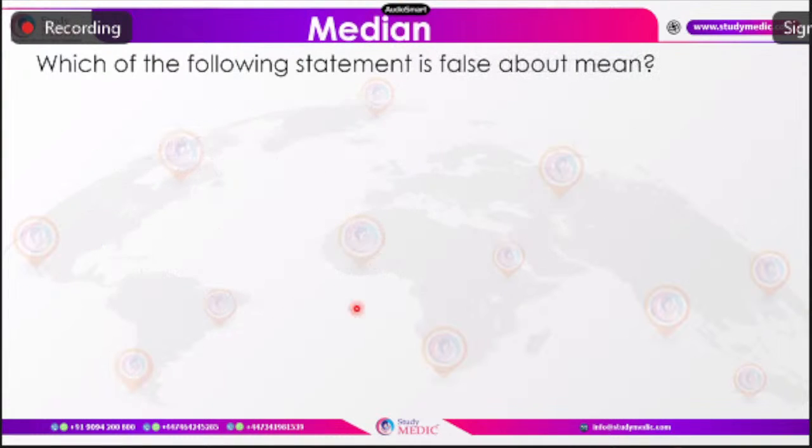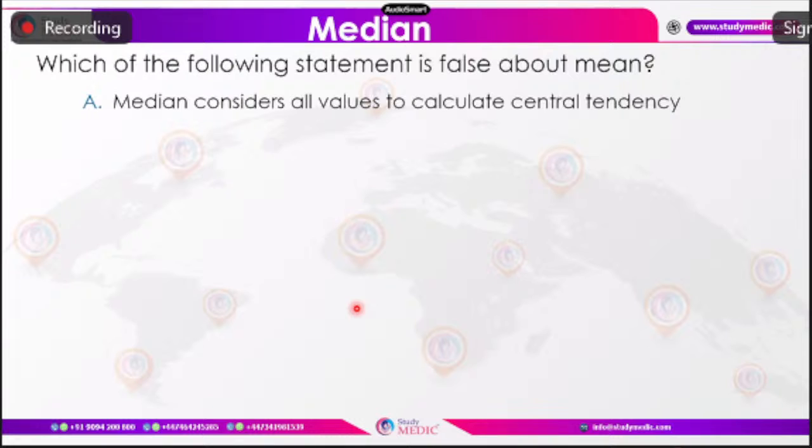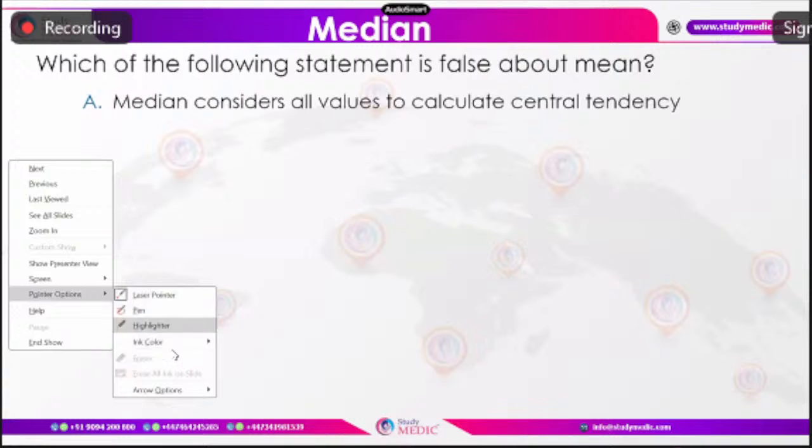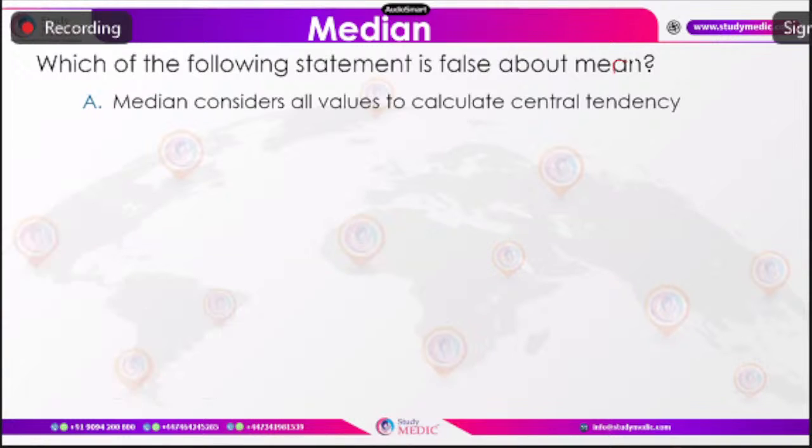Now we will see which of the following statements is false about the mean or median. Which of the following statements is false about the median?